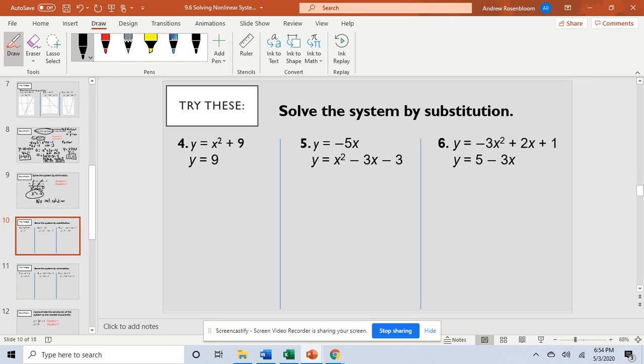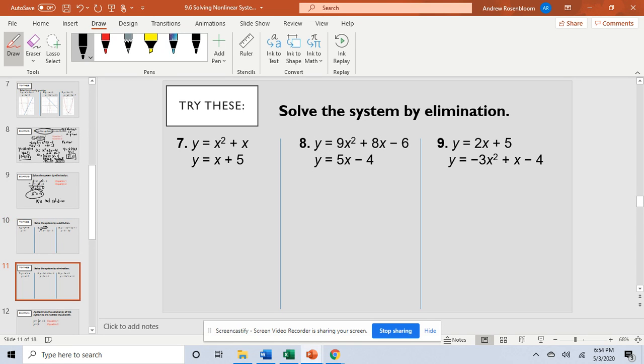Okay, so when we're using any one of these techniques, remember, with substitution, you're taking this value and plugging it in there. With elimination, we're trying to eliminate one of the variables, the easiest way being subtracting both of these, and then we can get rid of the y's every time. But again, we could use graphing to help us in any of these cases.